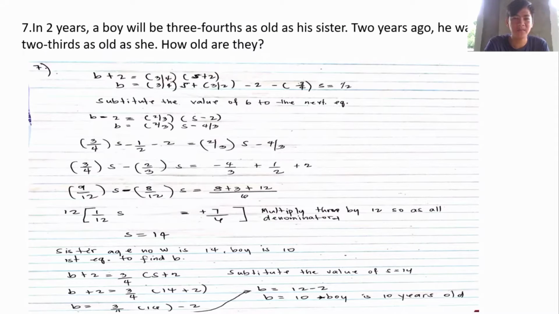Number 7 and number 5 are the same, so they have the same answer and solution.